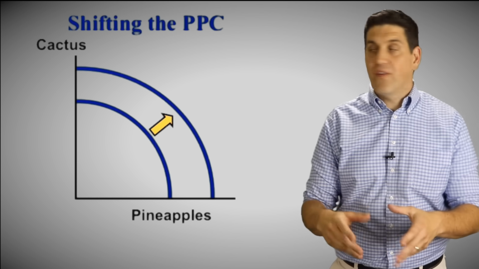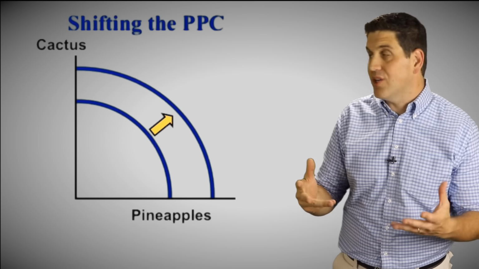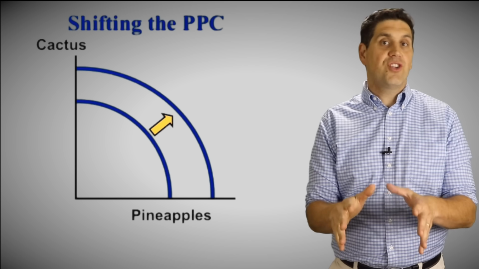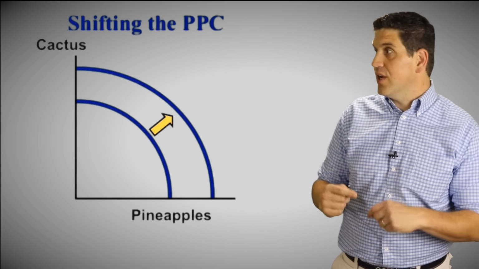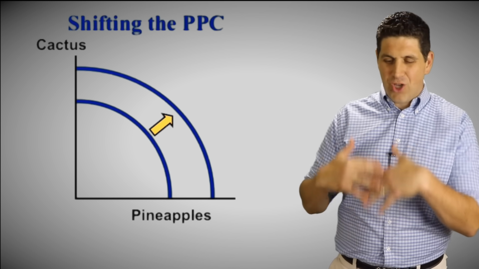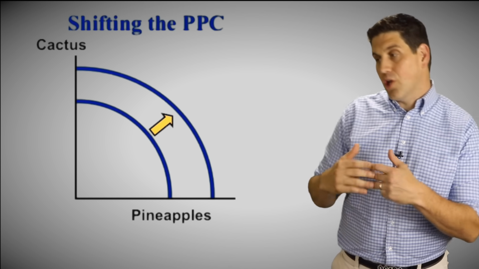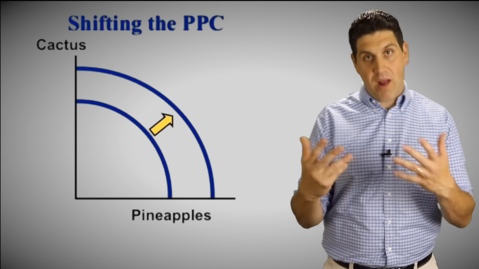Now, this curve can shift if you have more resources like land, labor, and capital, or less resources, or better technology. That can shift the curve. Another thing that shifts the curve is trade. If another country trades with another country, that can shift out the production possibilities curve, but it shows how much they can consume, not actually produce. So it doesn't actually change how much you can make, but you can consume beyond your production possibilities curve.